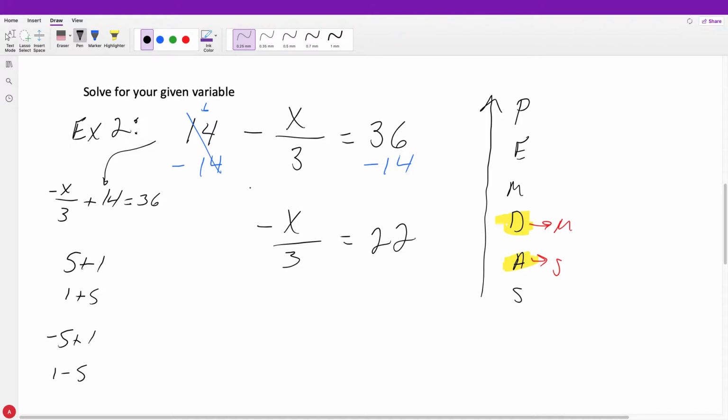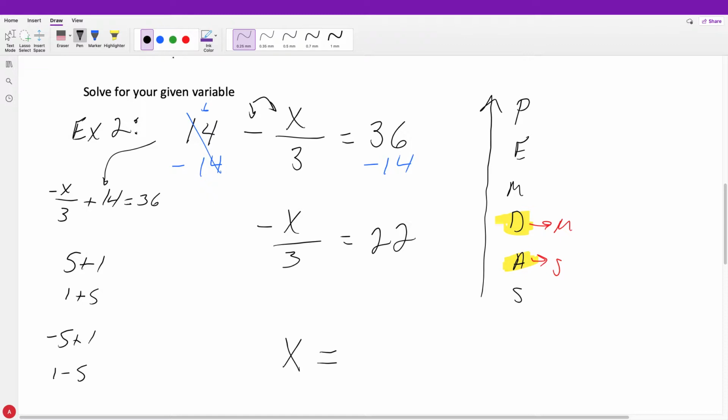And that's the thing. Some people don't realize that this negative needs to stay with it as well. After they subtract that 14, they'll write this as a positive x over 3. If that term was negative to begin with, it needs to be negative until you change it through an inverse operation. All right, so now remember, our goal is to get x all by itself.